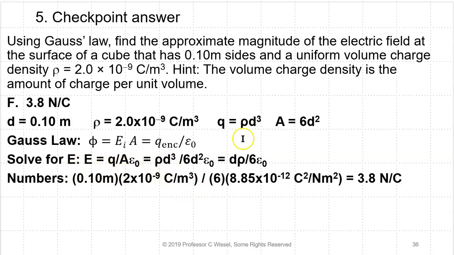We substitute in for Q, which is rho d cubed. And of course, the area is 6d squared, and we have the epsilon naught. We cancel out some of the d's. We wind up with d times rho divided by 6 epsilon naught. So d is 0.10 meter. Rho is 2 times 10 to the minus 9th coulombs per cubic meter. We have the 6 coming along, and here's the epsilon naught. It comes out to be 3.8 newtons per coulomb.